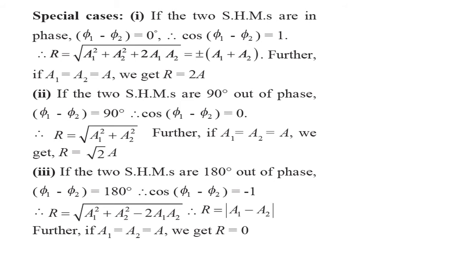So the resultant r will be equal to under root a1 square plus a2 square. And if we assume that the amplitudes are same, so a1 equal to a2 equal to a, here we get r, that resultant amplitude, is equal to under root 2 into a.